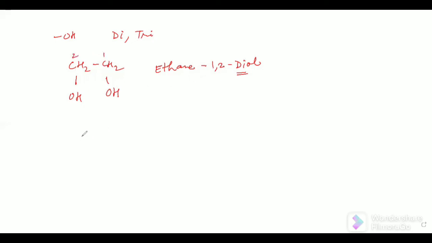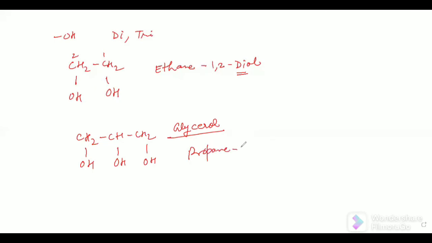Now one more example is here. CH2 CH. Now this compound has 3 OH groups. The common name of this compound is glycerol. And if we talk about the IUPAC name, there are 3 carbons, so it will be propane-1,2,3. Now how many OH groups? 3. So we'll write triol. So in this way, we are going to do the naming of alcohols.